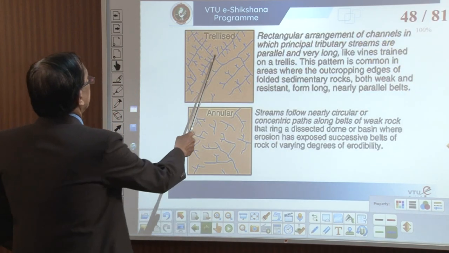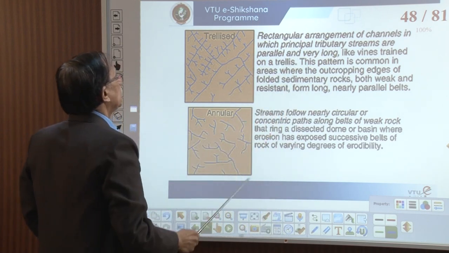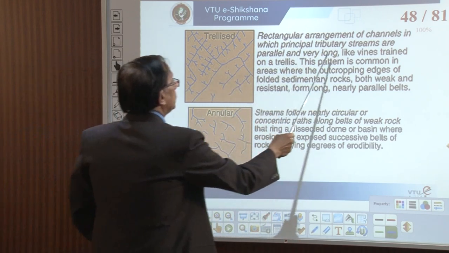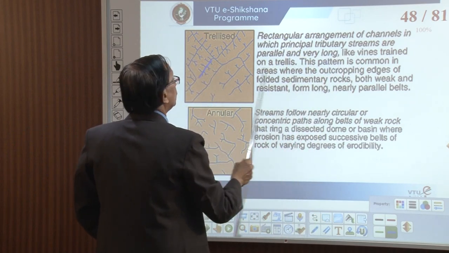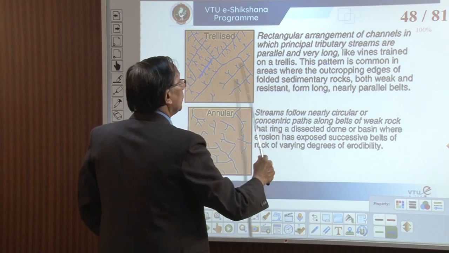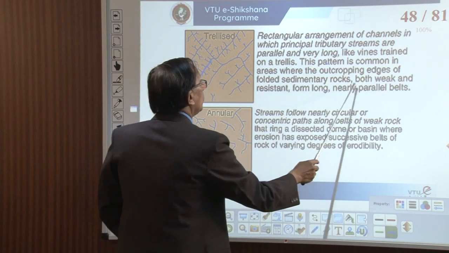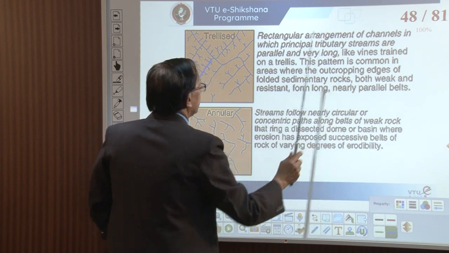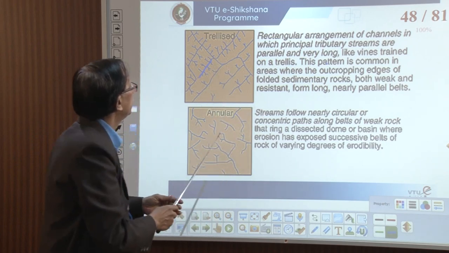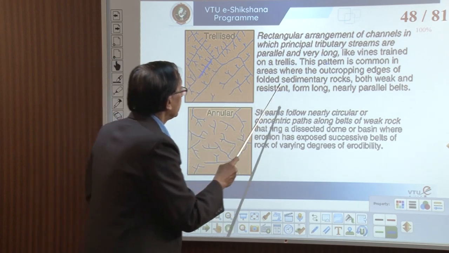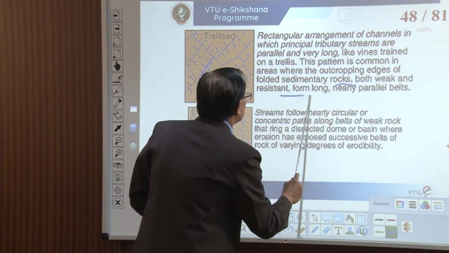This is another, the trellis pattern. This is a rectangular arrangement of channels. The principal tributary streams are parallel and very long. Tributaries are also long enough, whereas they were not very long in the previous case. This pattern is common in areas where there are outcropping edges of folded sedimentary rocks. This kind of drainage pattern reflects the kind of rocks and the kind of structure below it.